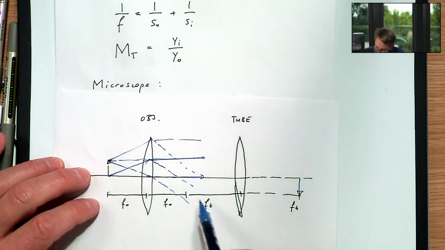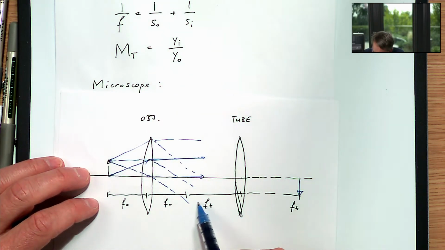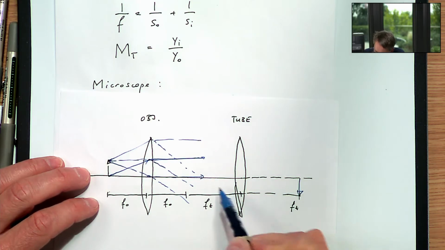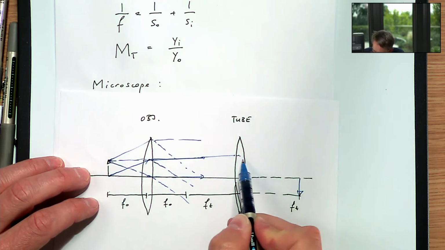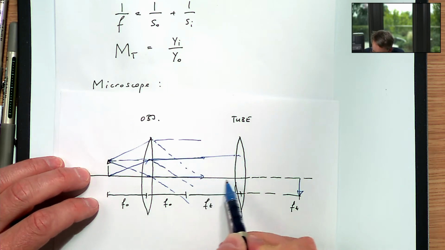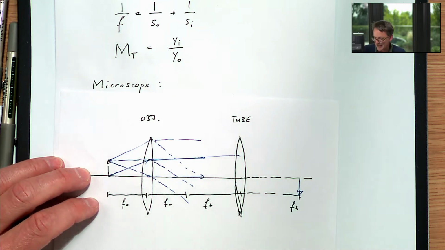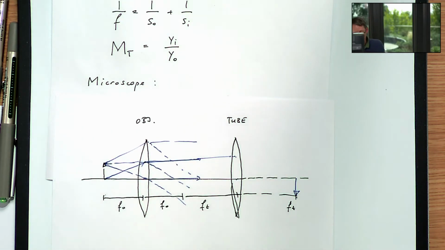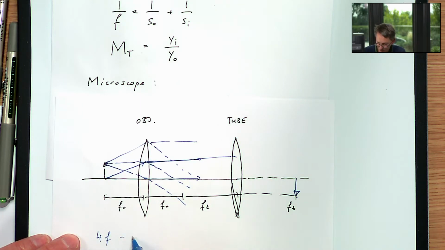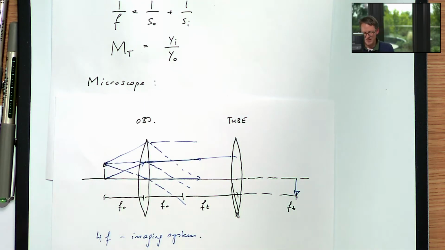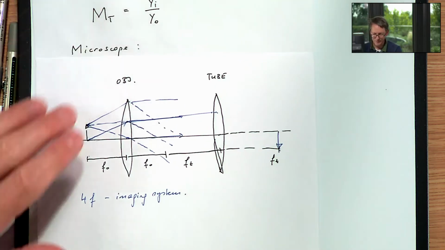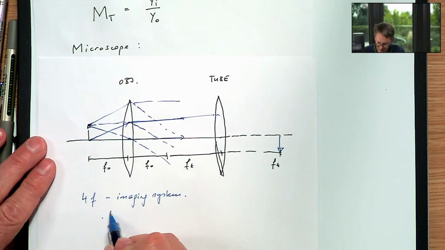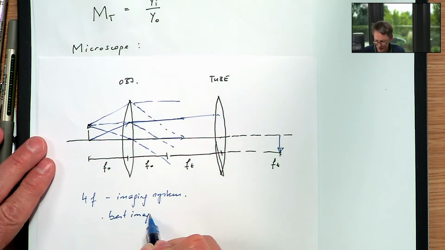It turns out in this configuration, if this ends up on the tube lens here, then the image will be formed because parallel light is coming onto this lens. It will form exactly a focal distance away, the tube lens focal distance away from the tube lens. This imaging system is called a 4F imaging system. It has several advantages. It gives you the best imaging quality possible.